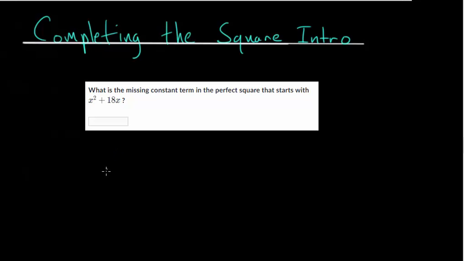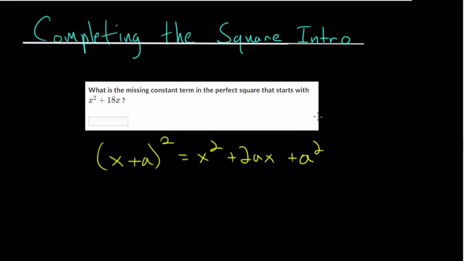And before we jump into this, let me just rewrite that formula again. So (x + a) squared is x squared plus 2ax plus a squared. And since this is the intro exercise, we're really just figuring out what number we have to add to turn this into a perfect square.